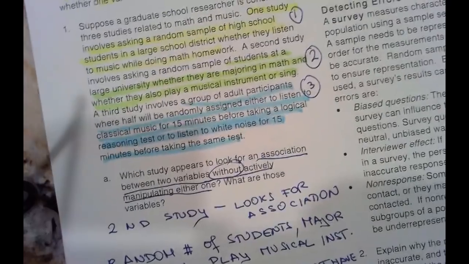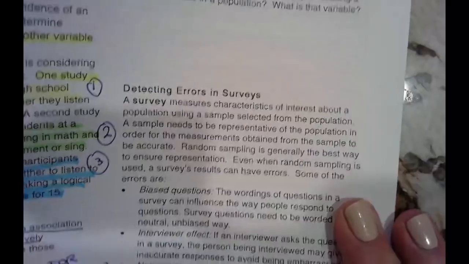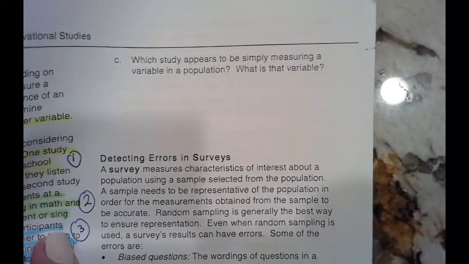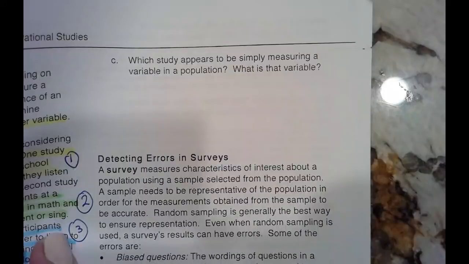Let's look at the next question. The next question says, which study appears to be simply measuring a variable in a population? And what is that variable? And the study that's left is study 1. It's asking high school students whether they listen to music while doing homework. So that's study number 1.